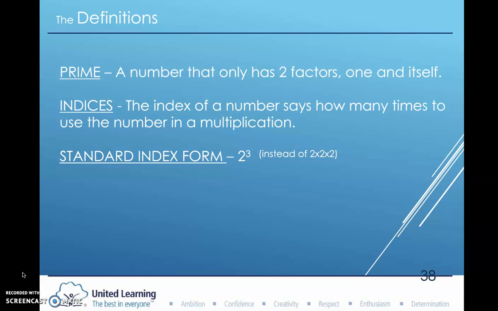So the definitions. Prime: a number that only has two factors, one and itself. Indices: the index of a number says how many times we use the number in a multiplication. Standard index form, so this is just an example for you: 2 to the power of 3, or 2 cubed, is the same as 2 times 2 times 2. So if you can pause the video for me and copy those definitions down, I will give you 2 minutes.